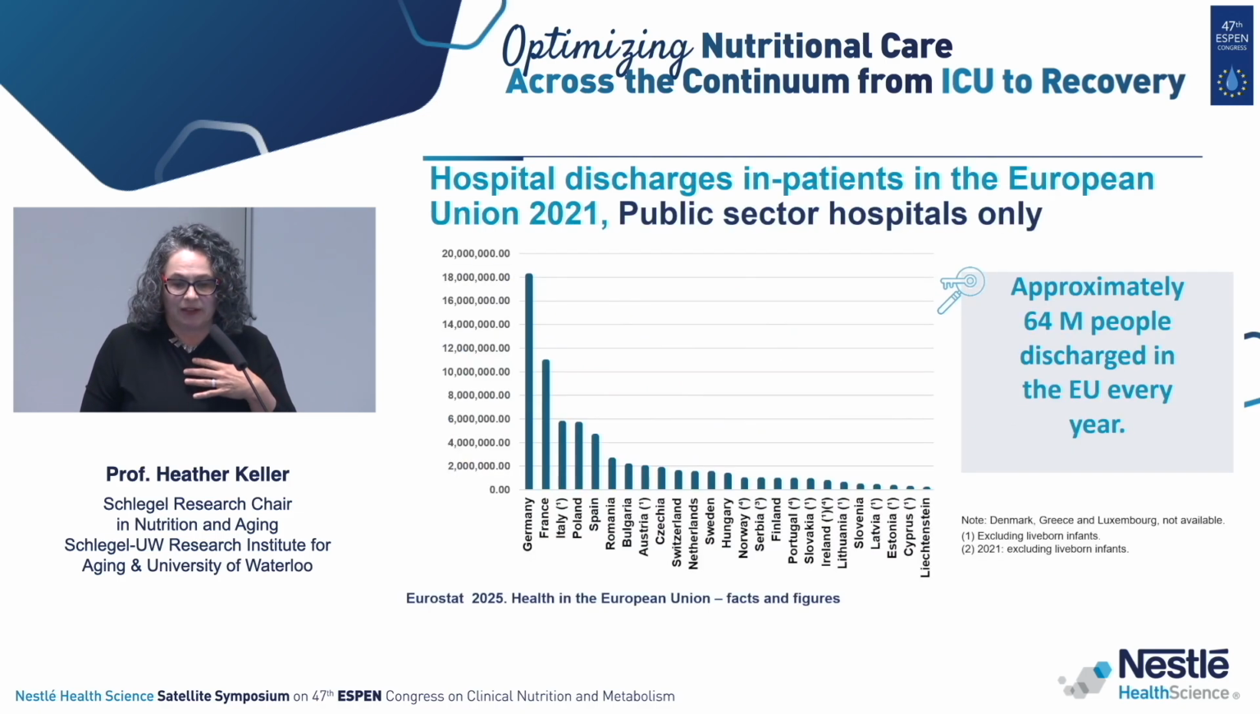Then we look at just the public sector hospitals only. About 64 million people in the EU are admitted to hospitals every year. So again, a huge number of people. And when you think about they're coming in, and often a third to a half are malnourished coming in the doors, and if they're leaving that way, we've got a huge issue with discharge, malnutrition, and nutrition care.